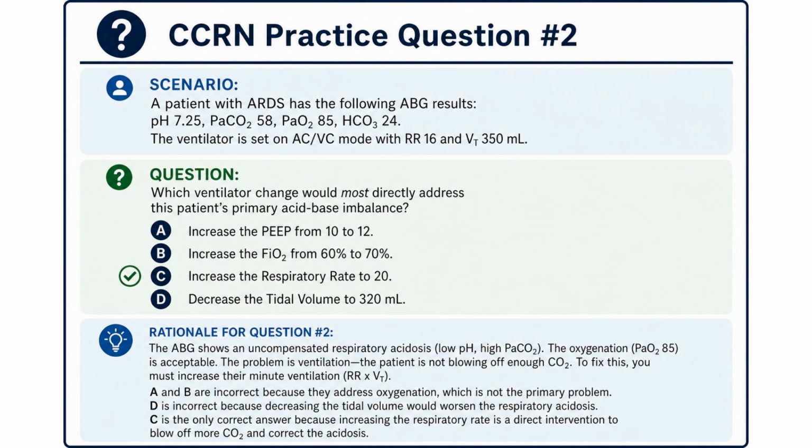The correct answer is C. Let's break it down. First, interpret the ABG. The low pH and high PaCO2 tell us this is a respiratory acidosis. The PaO2 of 85 is perfectly fine, so this is not an oxygenation problem. It is a ventilation problem. They are retaining CO2. The two settings that affect ventilation are rate and tidal volume. To get rid of CO2, we need to increase one of them. Increasing the respiratory rate to 20 is the most direct way to correct the respiratory acidosis.